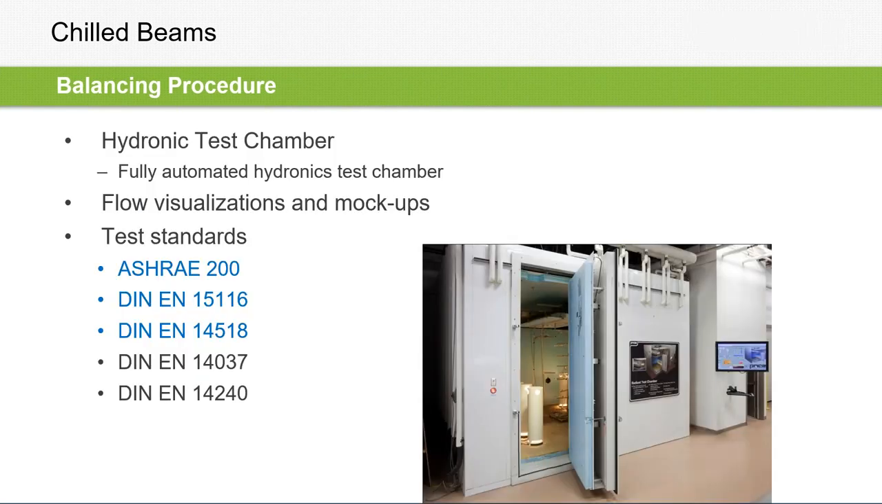We do have our own hydronic test chamber. You saw a picture that Chris mentioned earlier. This chamber is able to do a few different standards, both for chilled beams and radiant panels, and also passive chilled beams. So this is a 6-wall calorimeter chamber.